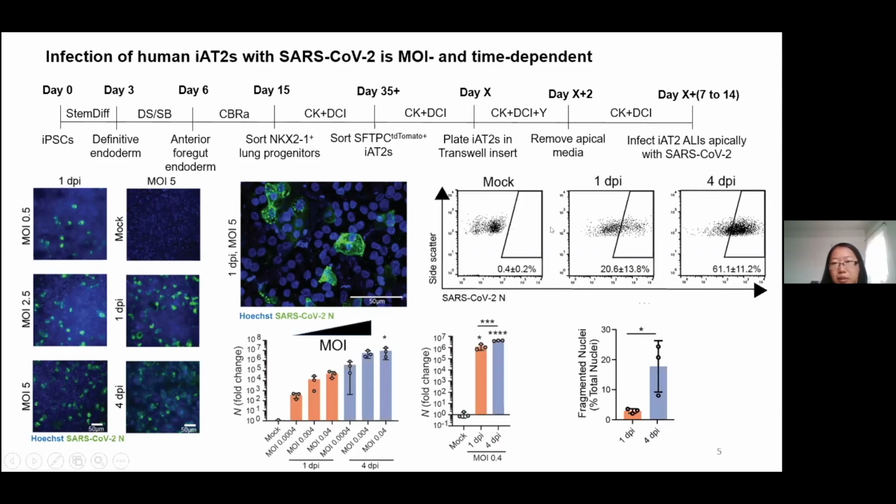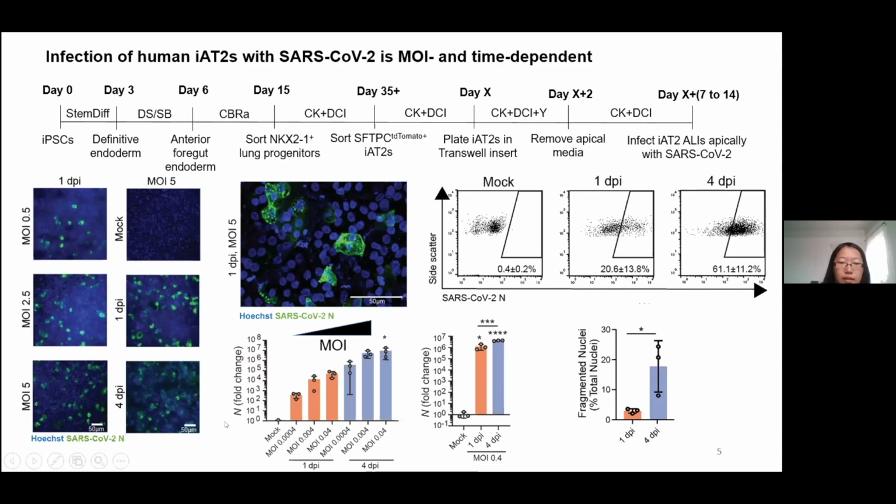We see something similar with our flow cytometry data. Here I'm showing you mock, 1 day and 4 days post-infection with SARS-CoV-2. Here you see that whereas at 1 day post-infection there is 20% of N positive cells, by 4 days post-infection there is greater than 60% N positive cells.